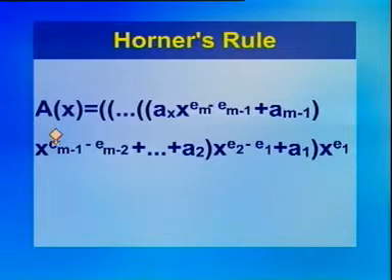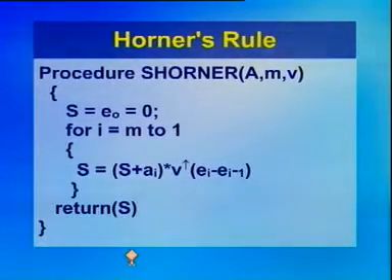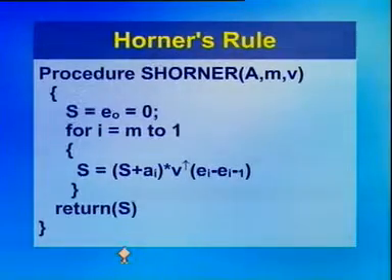According to Horner, the polynomial is transformed into a of x is equal to am into x to the power of em minus em minus 1 plus am minus 1 whole into x to the power of em minus 1 minus em minus 2 plus so on plus a2 whole into x to the power of e2 minus e1 plus a1 whole into x to the power of e1. Now, to evaluate this polynomial, we have a procedure sparse Horner.